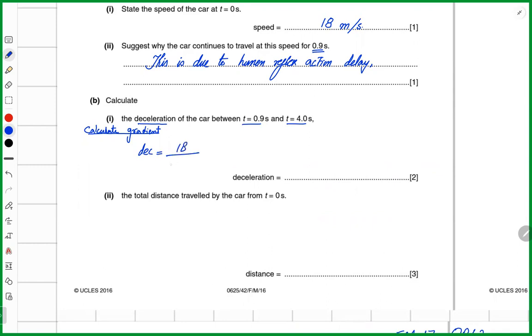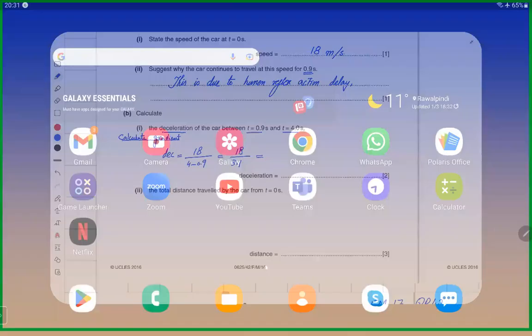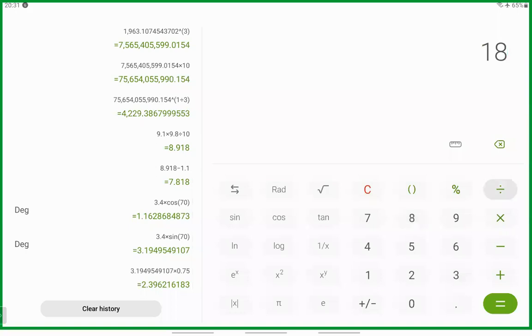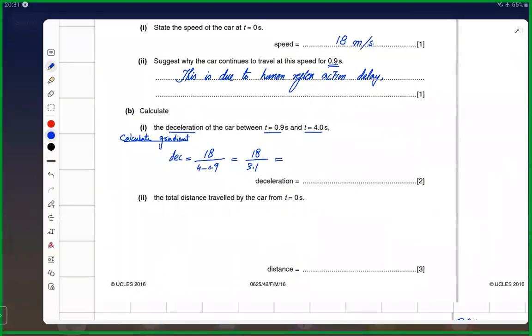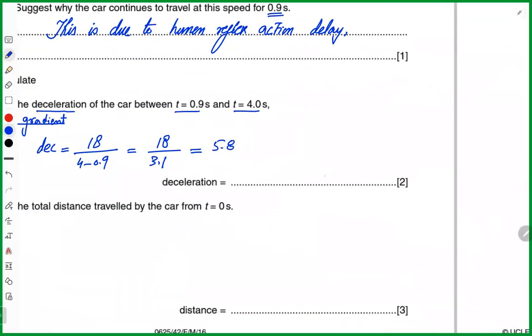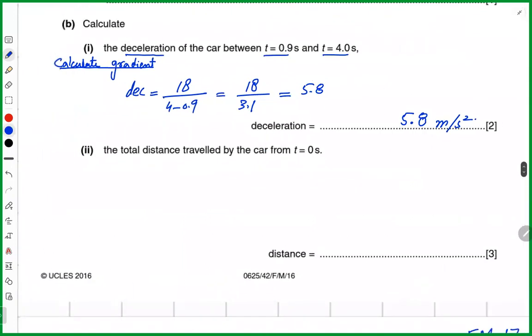18 divided by 4 minus 0.9, 18 divided by 3.1. So if you use a calculator, you can find out it should be something around 5.8. Let me do it. Yeah, it's 5.8. 3.1, 5.81 or 5.8. And deceleration already has that negative sign in it, so there's no need of putting a negative sign with this one. Meter per second square.